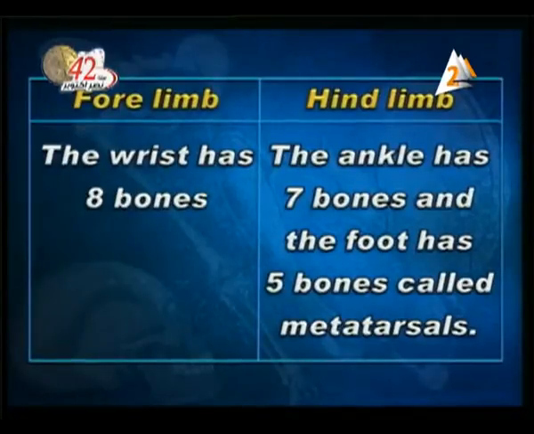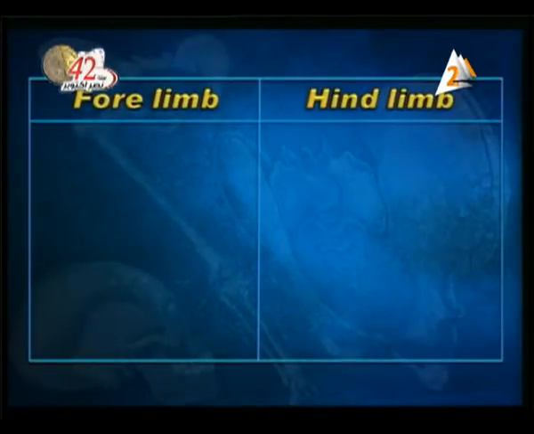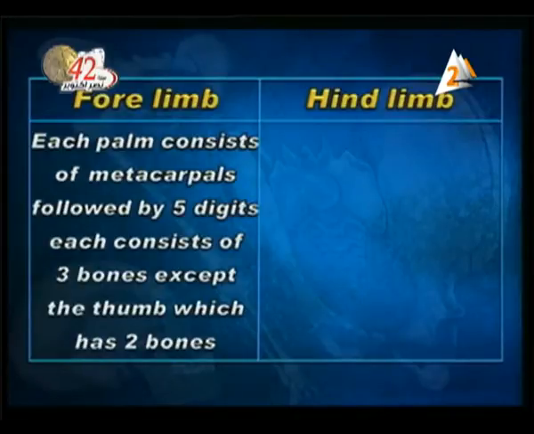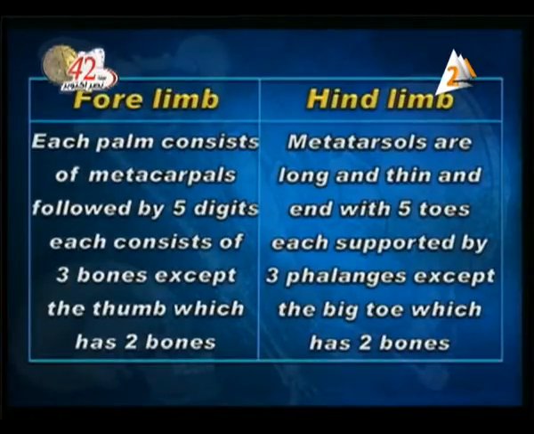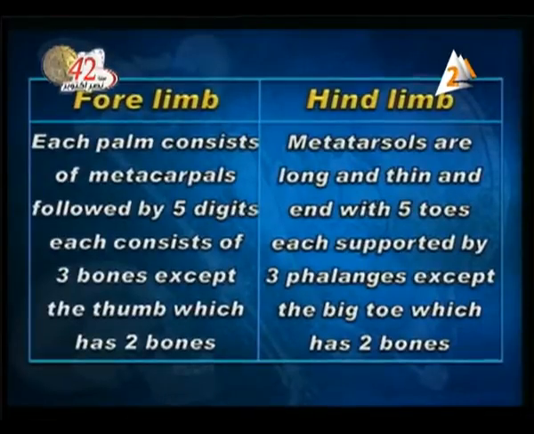In forelimb, each palm consists of metacarpals followed by 5 digits. Each consists of 3 bones except the thumb, which has 2 bones. And in hind limb, metatarsals are long and thin and end with 5 toes, each supported by 3 phalanges, except the big toe, which is supported by 2 bones only.